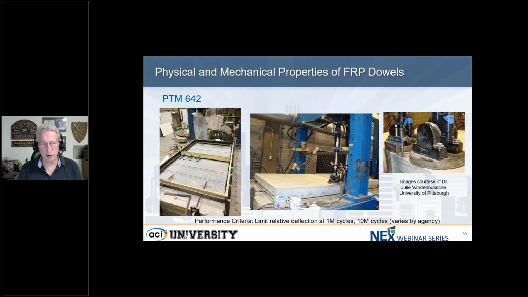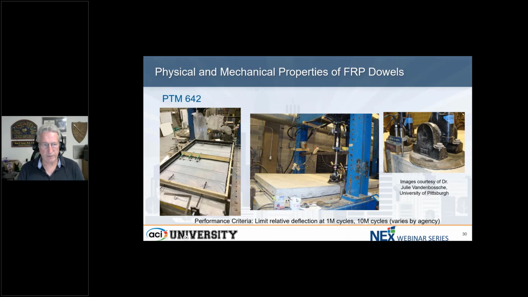And you can see here they've got 3 bars, again, simulating a wheel path. And then the load is placed right at the edge of the specimen. And you can see 2 actuators here. These actuators are applying the load sequentially, first on the left, then on the right, to simulate the passage of a moving vehicle across that joint. And they do that 10 million times. And they've established limits on relative deflection after 1 million cycles. And then again, how much more happens between 1 million and 10 million, what the additional increment is.